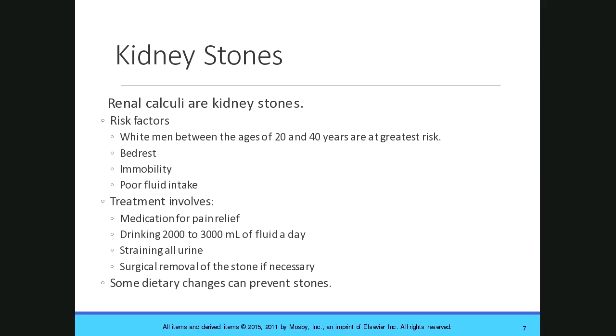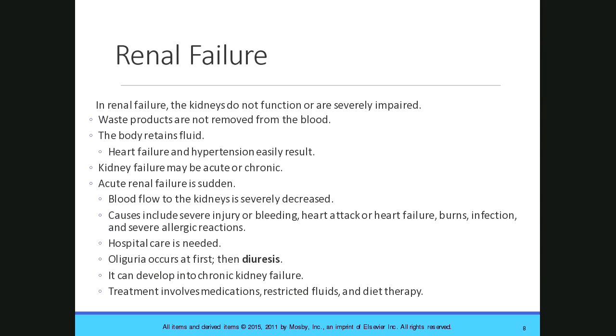A person can also get kidney stones, which is known as renal calculi. White men between 20 and 40 are at the greatest risk, or persons on bed rest, or they're immobile, or they have a poor fluid intake. A lot of times we have to give them meds for pain relief because they are very painful. We need these people to drink a lot of fluid, 2 to 3,000 milliliters of fluid a day. This is the people that we will strain the urine on, okay? And sometimes dietary changes help prevent them.